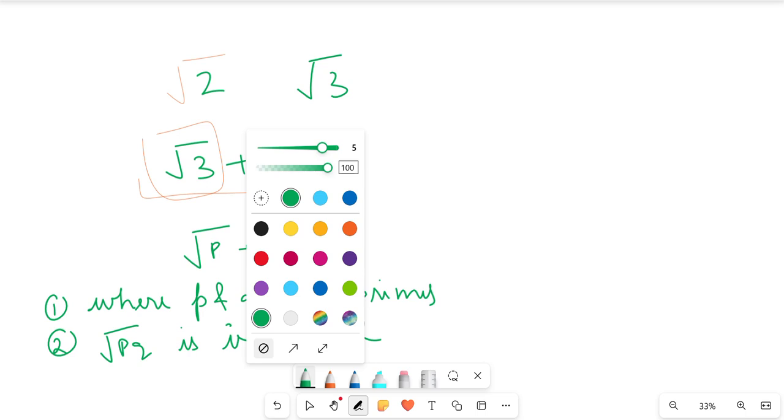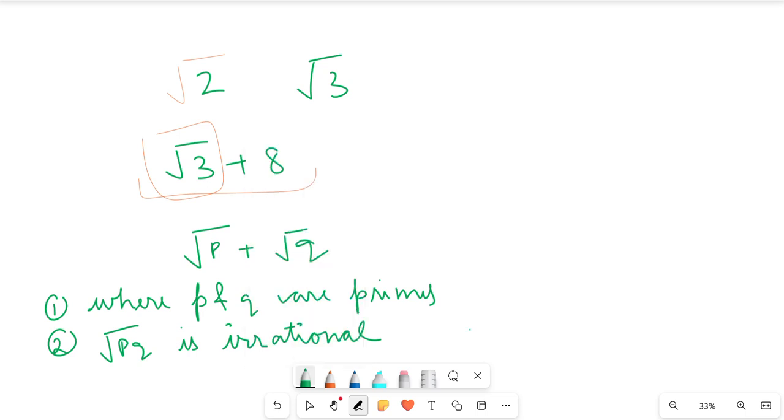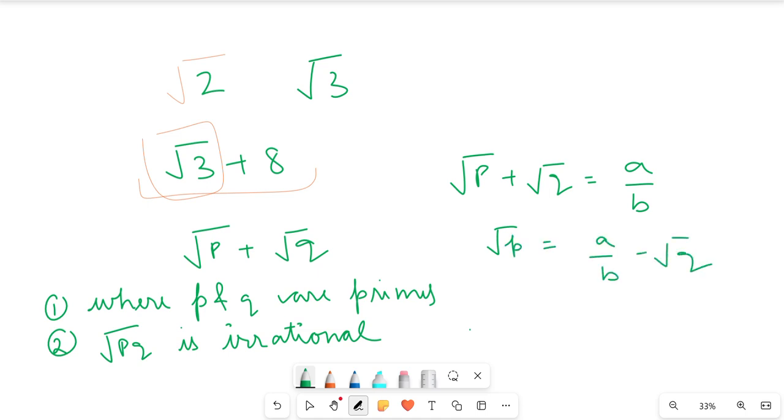If it is given that p and q are prime, you should take it this way: root p plus root q, let us say by the contradiction method, is equal to a by b, where a and b are co-primes. Since I don't want root pq, if I square both sides, I will get root pq and 2ab. What I will do is take root q to the other side, and then square. When I square, I will get p is equal to a square by b square plus q, and only root q will come, now minus 2 root q into a by b.